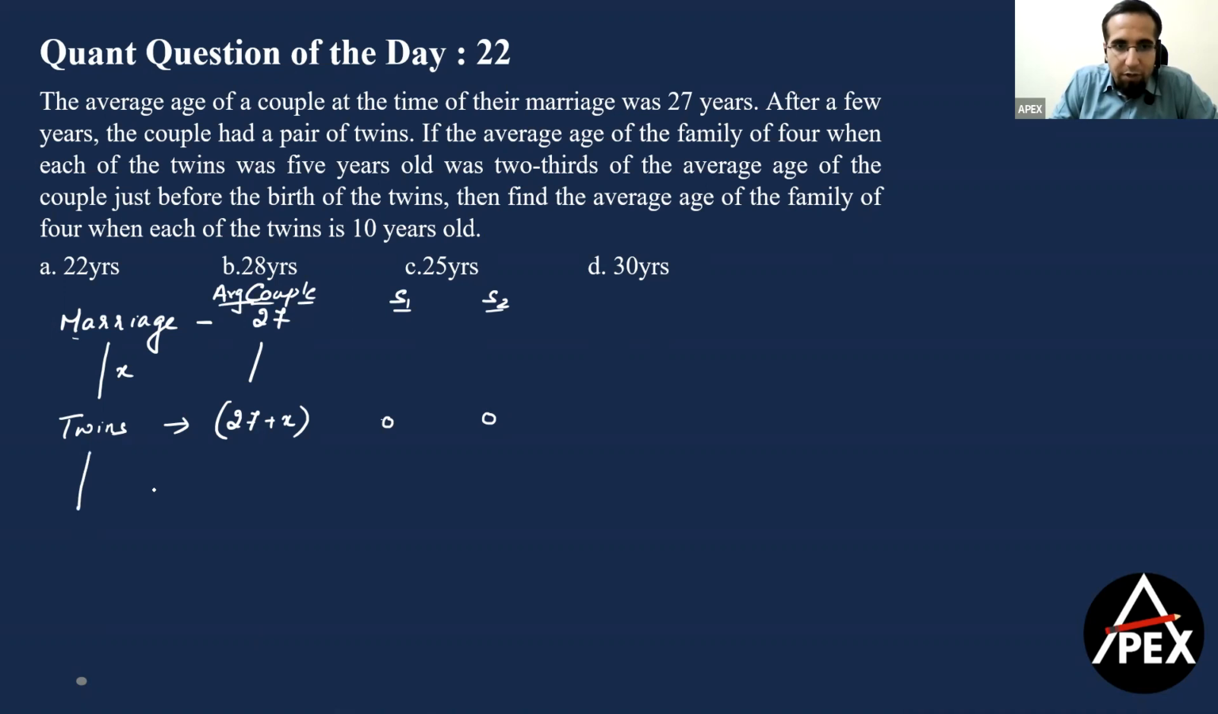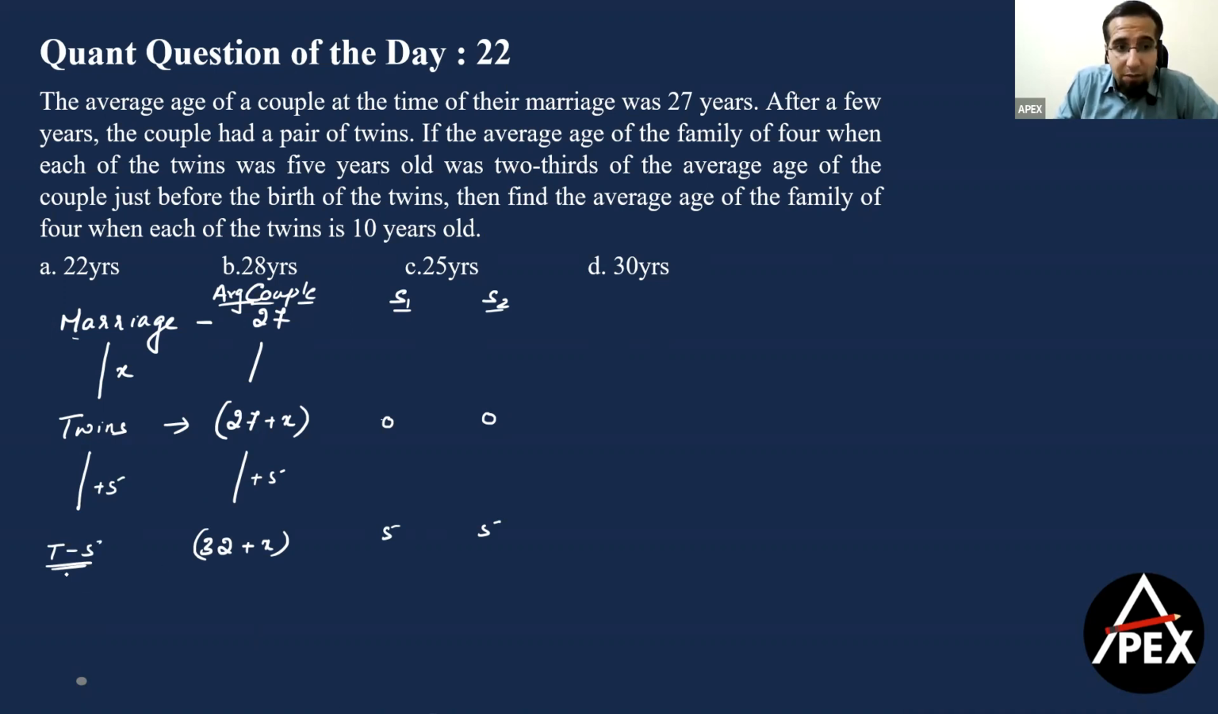Now, when each of the twins is 5 years old, that means in 5 years, and the average age of the couple will also be increasing by 5 because the husband will further increase by 5 and the wife will also further increase by 5. That means the average will become 32 plus x. This is when the twins are 5 years old.